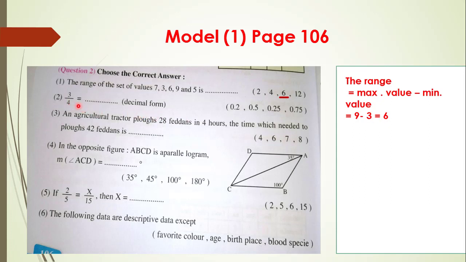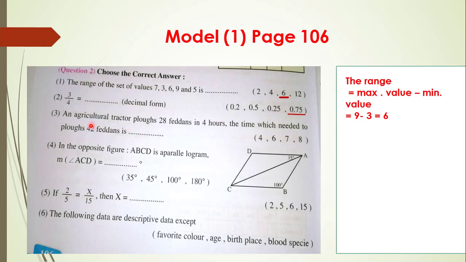3 over 4 equal in decimal form. You have two methods to do that. You can calculate it using your calculator, divide 3 by 4, or you can multiply up and down by 25. Then write it as a decimal. So the result will be 0.75. 3 over 4 is 0.75.